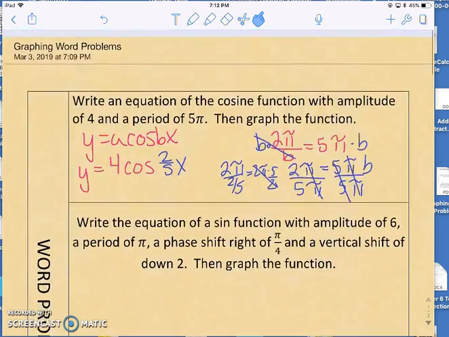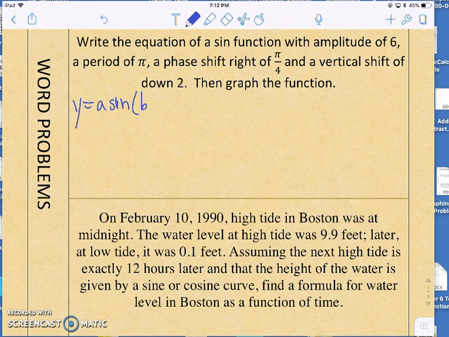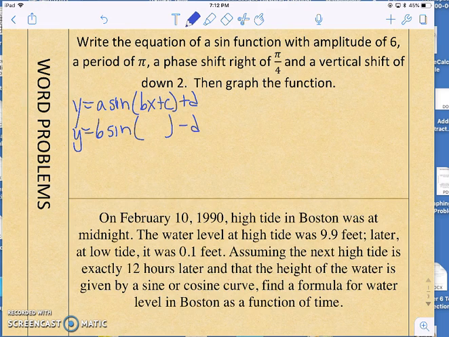So the second one here that we're going to take a look at: write the equation of a sine function with amplitude of 6, period of pi, and I see here we have a phase shift and a vertical shift. So we have a lot of blanks to fill in. y equals a sine of bx plus c, plus d. Well, we know our a value is 6. We don't know b and c yet, but we know our d is -2.